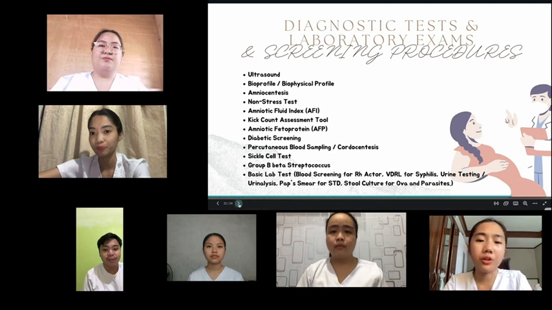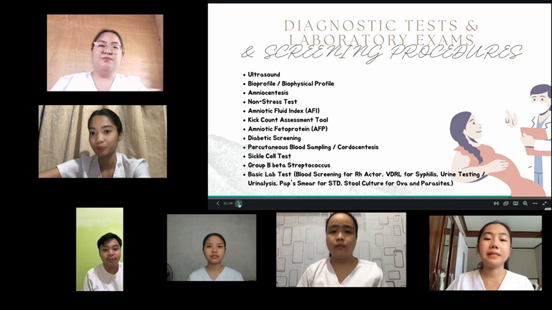Ninth is percutaneous blood sampling, or cordocentesis. It is a quick test, also called fetal blood sampling or umbilical vein sampling. The doctor takes fetal blood directly from the umbilical cord and uses it to check for disorders in the fetus. 10th is the sickle cell test. This is done to detect the presence of sickle hemoglobin in at-risk women. 11th is the group B streptococcus. GBS can be found by testing urine or swabbing the cervix, vagina, or rectum.